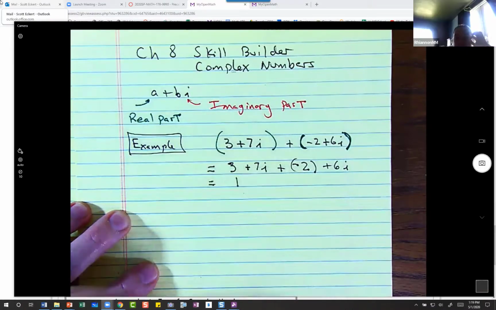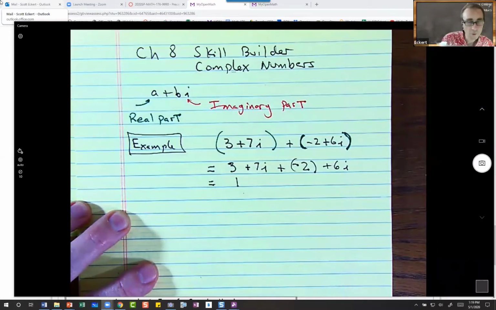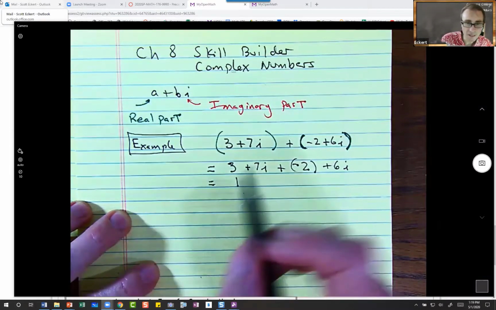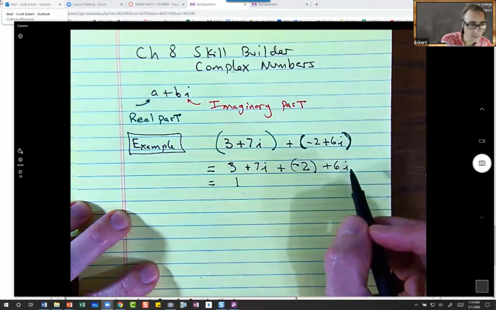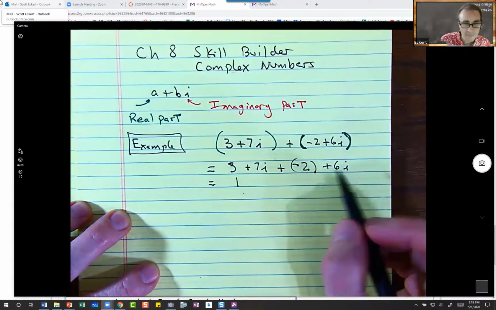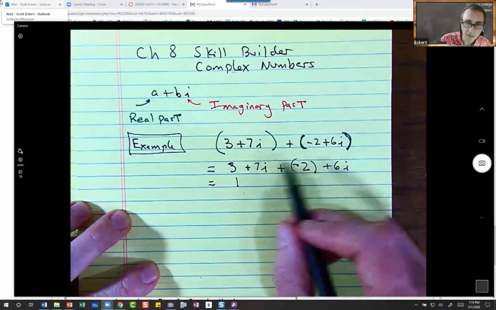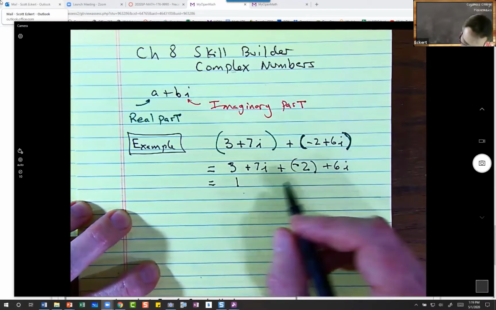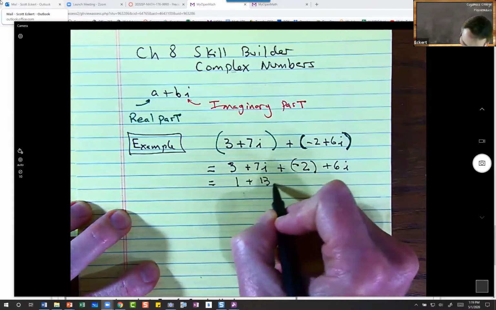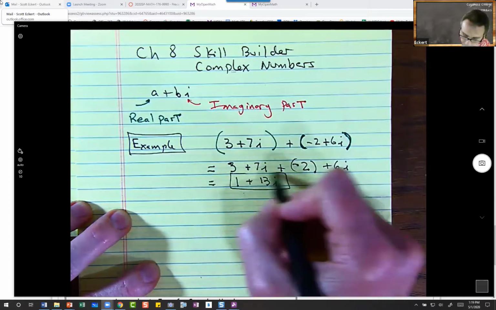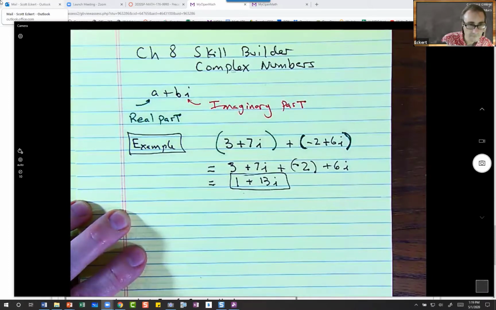And so we could add the 7i and the 6i. You're right, exactly. This is like 7x plus 6x. They're like terms. 7i plus 6i adds up to 13i. We're done.